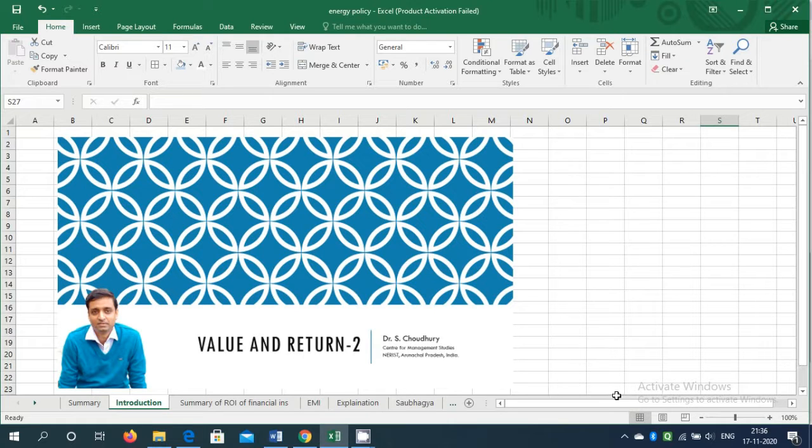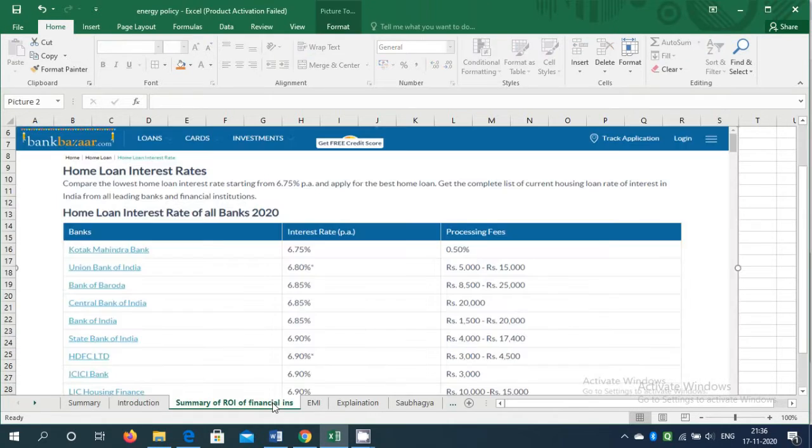So first of all, I have taken the interest rate per annum of different banks from bankbazaar.com. You can also see it here, like Kotak Mahindra Bank, Union Bank of India. I have not considered the processing fee part in my calculation. So 6.75, 6.8, 6.85, 6.9, 6.9 by HDFC, ICICI Bank. I am not here to compare anything between different banks, the loan structure or processing fee. I am not going to.